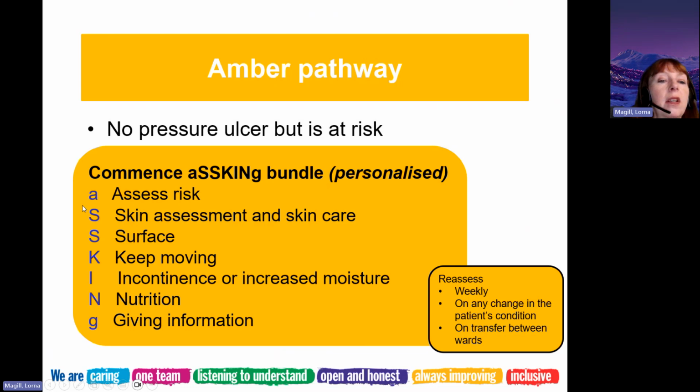You will see here that I've included the A for assessing the risk. We did that anyway with the Waterloo, and we will now be moving forward using our purpose T. And the only other addition is the G for giving information, to remind us of the importance of providing our patients with a pressure ulcer prevention leaflet, information and education on what we are trying to do and what they themselves can do to reduce their risk of acquiring pressure damage. You will see here that the words within the box regarding reassessment have not changed: weekly, on any change in the patient's condition, or on transfer between wards.